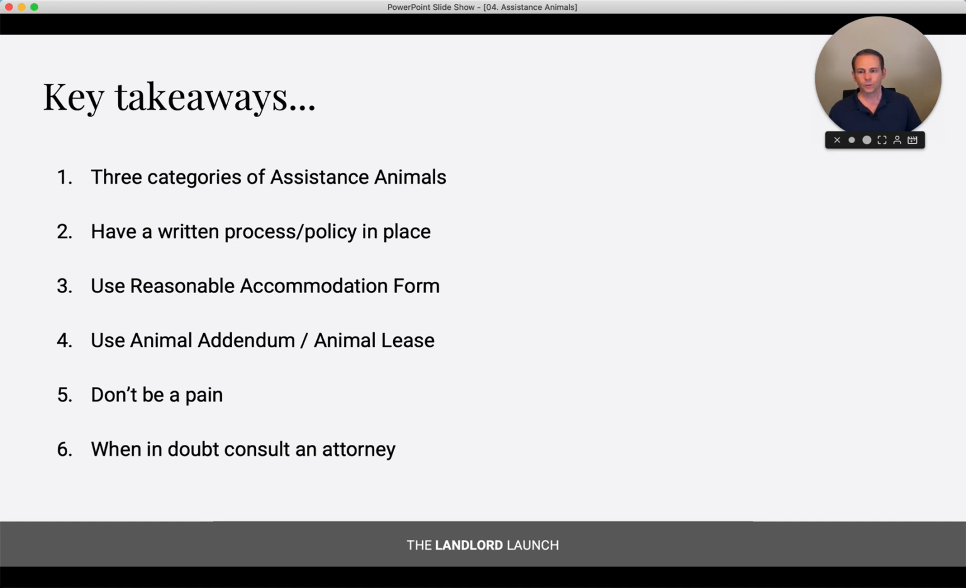Make sure to have that written policy in place, and as part of that written policy, make sure to use a reasonable accommodation form. Outline the type of verifications that you need, like the ESA letter, any veterinary records that you're going to require, those types of things. Make sure to use the animal addendum, the animal lease, if the animal is approved, whatever the situation is. That way you can make sure that you can enforce the rules for that animal.